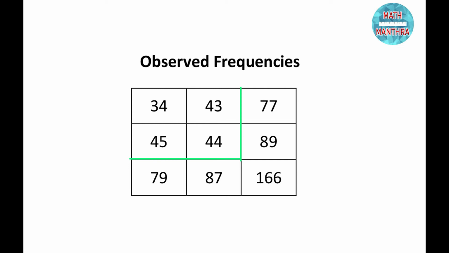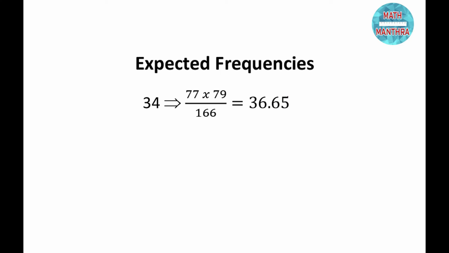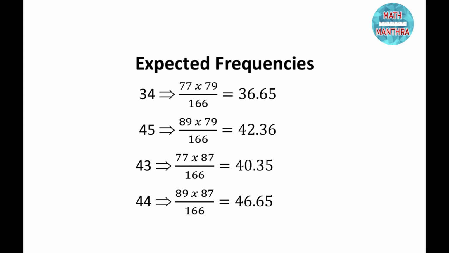So its row total and column total give you 77 and 79. Multiply those two values and divide by the grand total. So this is the method of finding out the expected frequency for each observed frequency. What you get here is 36.65. In the same manner, we have to find the expected frequency for the rest of the three observed frequencies. The method is the same.